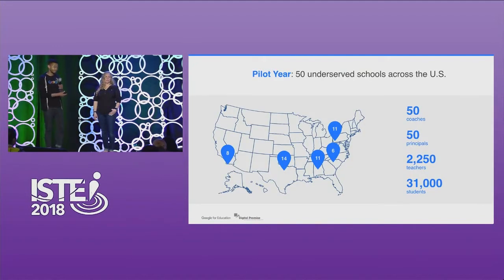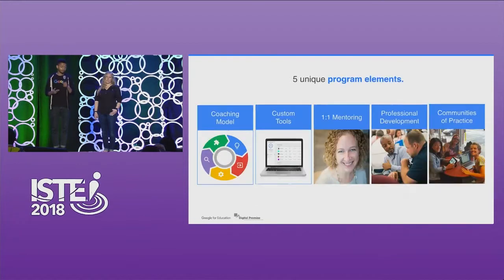And we started out with 50 coaches in 50 schools, serving 2,000 plus teachers and 30,000 plus students. Next year we're moving to 100 schools across the country. And again, working with underserved groups to make sure we can focus on our equity piece. And at our panel, you'll be learning about 5 different elements that we offer to all of our schools and how you can bring them into your school as well. And that includes a unique coaching model, custom tools, one-on-one mentoring, PD, and also communities of practice.